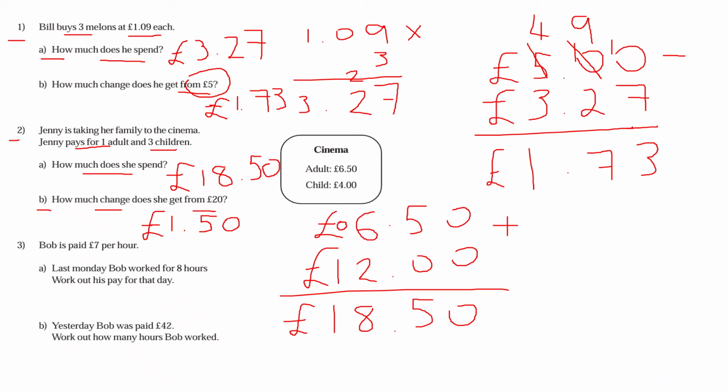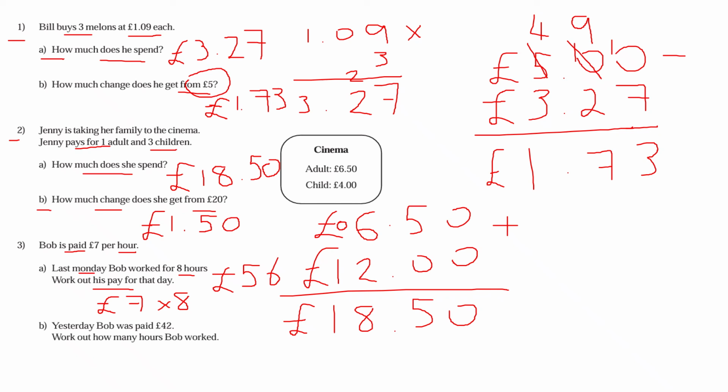Question number 3. Bob is paid £7 per hour. Part A. Last Monday, Bob worked for 8 hours. Work out his pay for the day. So it's 7 times 8, so 7 lots of 8. 7 times 8 is 56. So he gets paid £56 for a day at work.